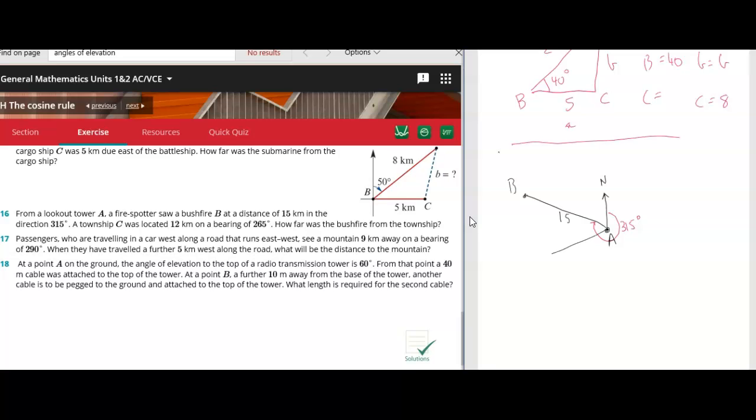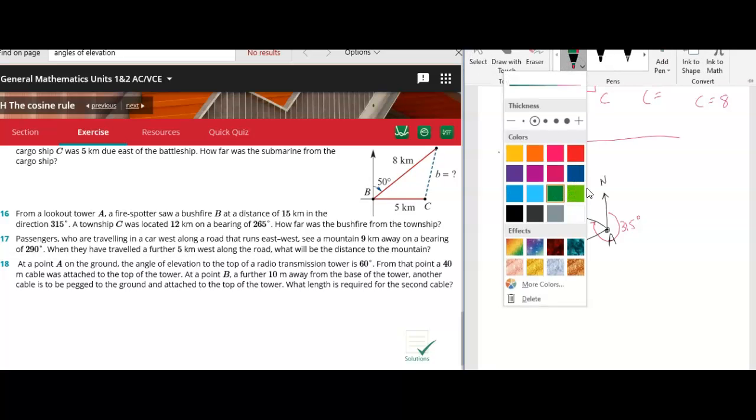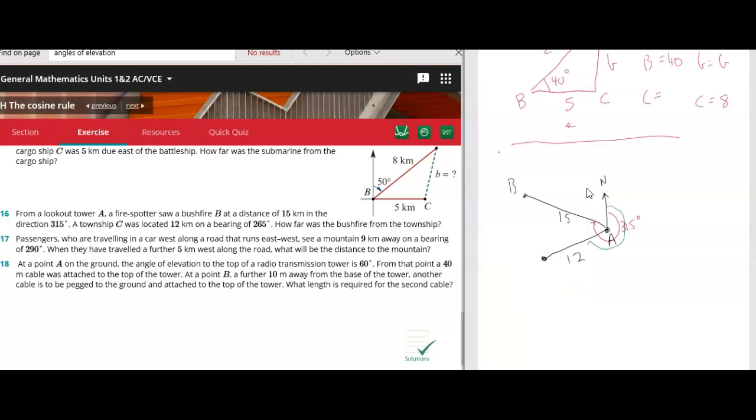How far is it? The first one was 15, so it's not as far. So that's 12, and that bearing, I'll do in green. So going around to here is 265. And we have to find the distance between the two. How far was the bushfire from the township? So we're looking for this distance here, which we'll call lowercase a.